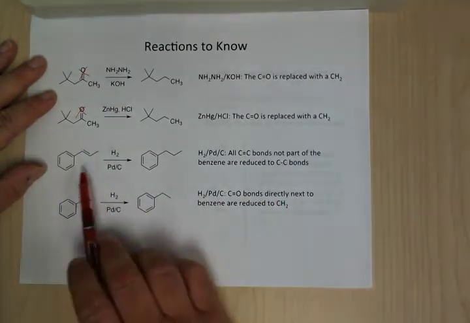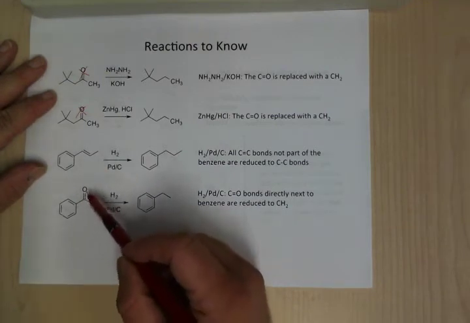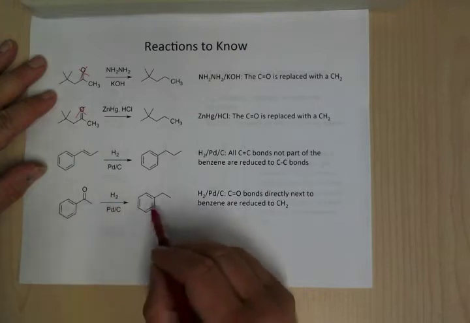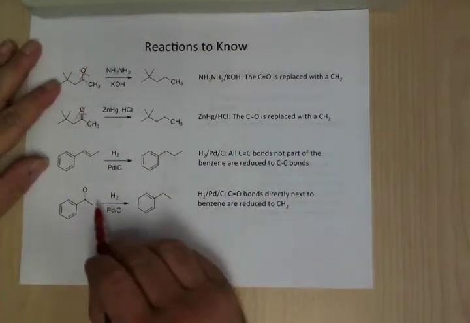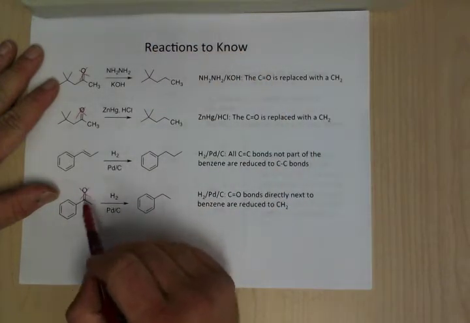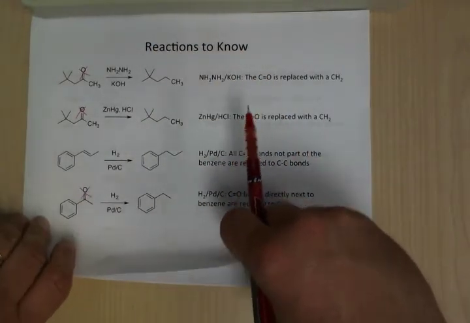Now we also have the special case where if you have a carbonyl, so C double bond O, right next to that ring, a ketone or an aldehyde, it ends up replacing that with the CH2. So it ends up similar to this, but it's a special case where this only happens if it's next to the ring.